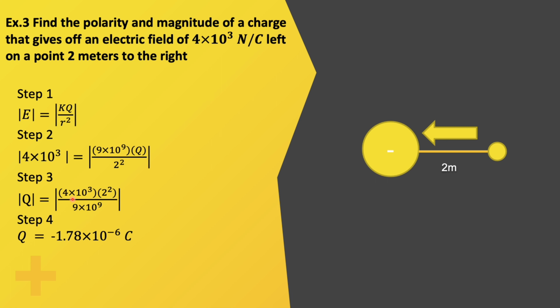Q equals 4 times 10 to the 3, which is our electric field, times 2 squared, which is our radius, divided by our Coulomb's constant. And in step 4, we get the answer, which is equal to 1.78 times 10 to the negative 6 coulombs. And the reason it's negative is due to us determining the polarity of the charge must be negative.